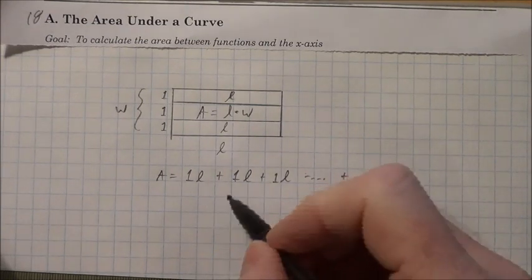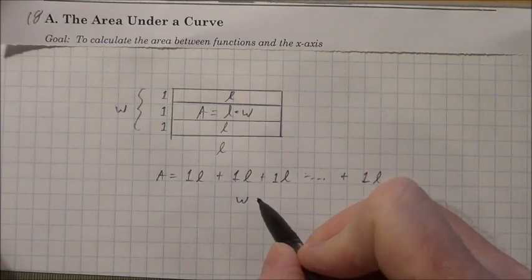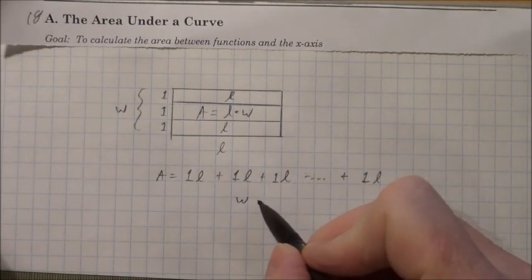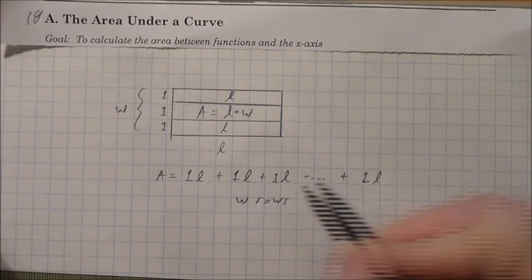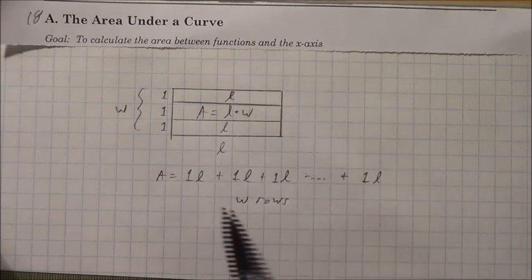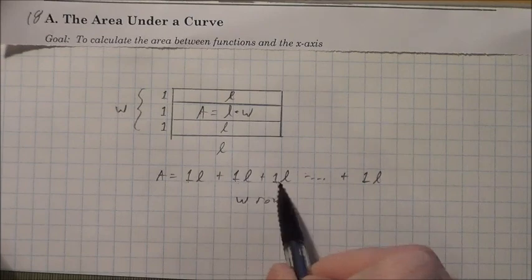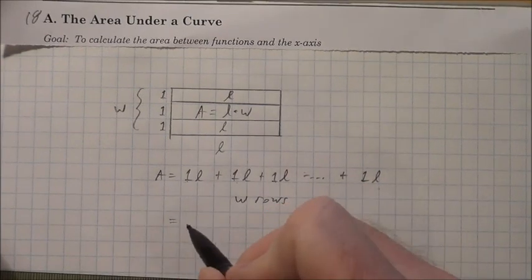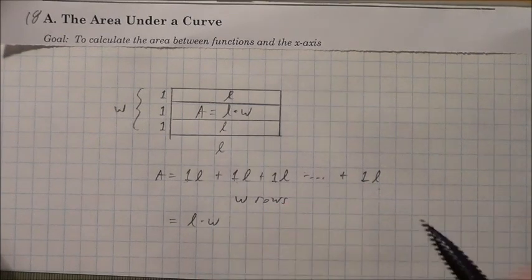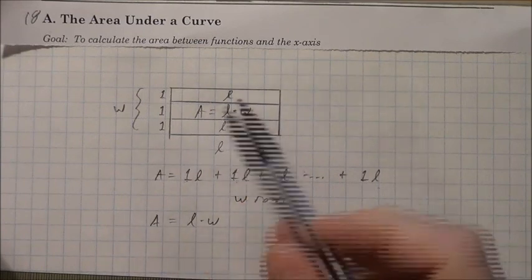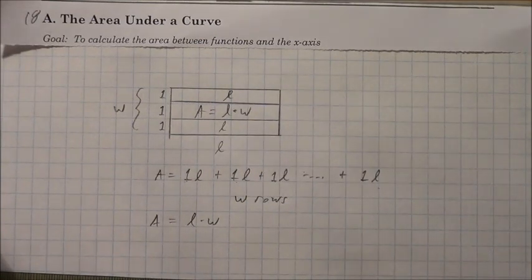If there are W rows, so there's W of these single unit row widths, then the area, of course, would be length times W. And that's how we get that area of length times W. So we've done that before.